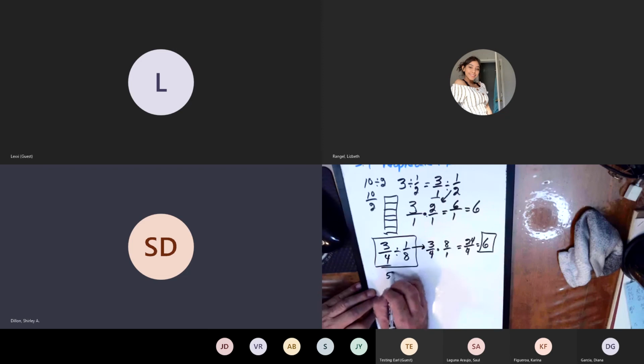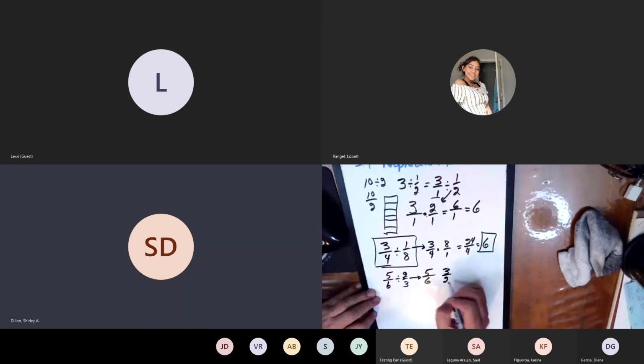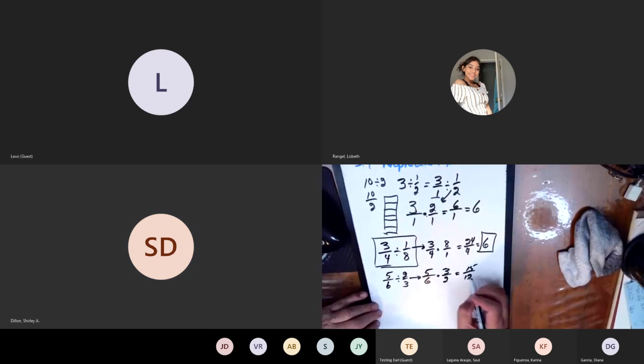How about 5/6 divided by 2/3? Leave the first one alone, 5/6. Take the second one, give me the reciprocal. The process is called invert, invert and then multiply. And so I end up with 15 over 12, which reduces to what? 3 times 5 over 3 times 4. 3 is reduced out, I end up with 5/4.